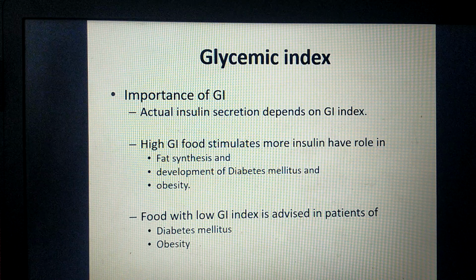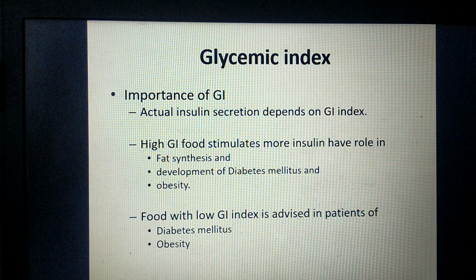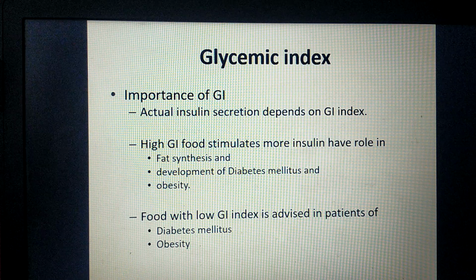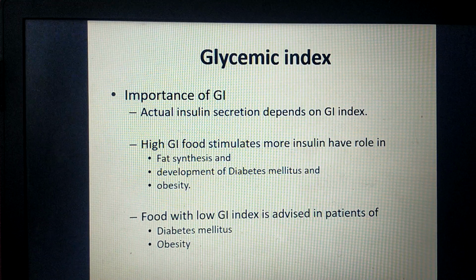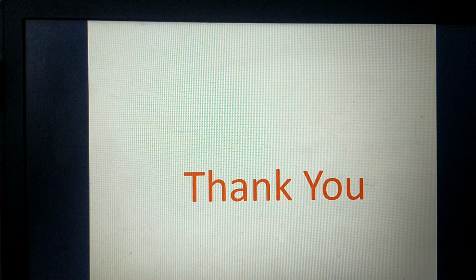High glycemic index food stimulates insulin level and has a role in fatty acid synthesis, development of diabetes mellitus, and also in obesity, because insulin is an anabolic hormone. Food with low glycemic index is advised for patients of diabetes mellitus and obesity, again due to the role of glycemic index on insulin secretion. So this is about glycemic index. Thank you very much.